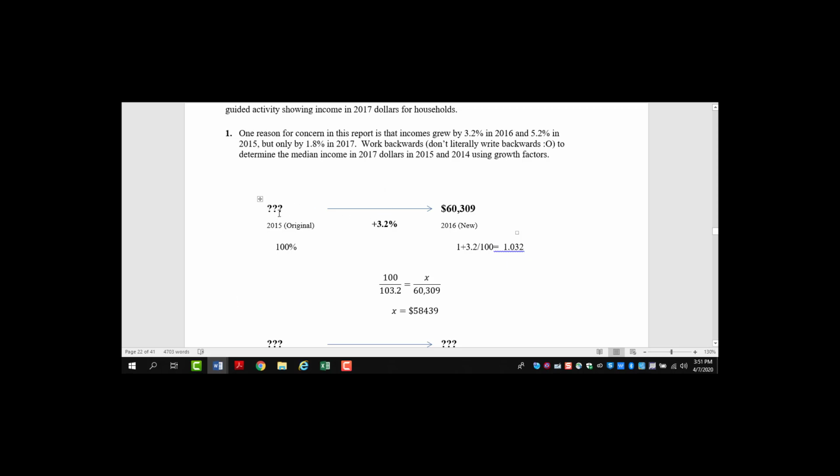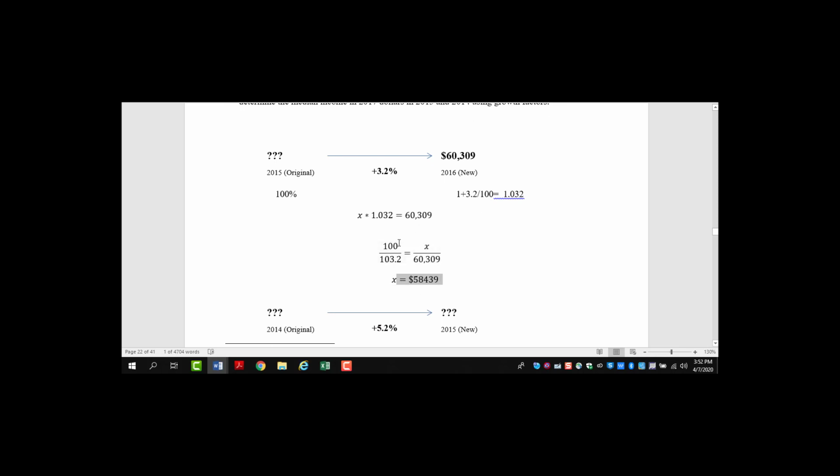So that's one way of doing this when you know that you don't know the original number, but you know the new number. But you know that the original number increased or decreased by a certain amount to get to the new number. Now, if you want to do it algebraically, I'll go through how to do it algebraically. You have the original number, which I'm going to call x. If you increase that original number by 1 plus the rate, which is this number here, you're going to get the new number. Then of course you divide both sides by 1.032, and you're going to get 58,439. But you have to see that.